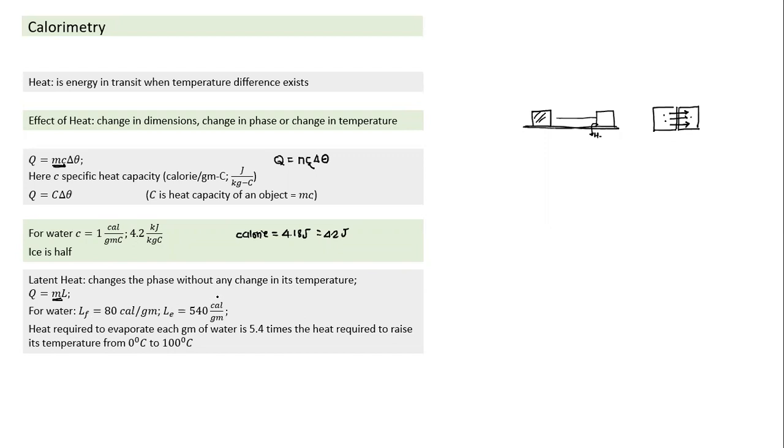And this is the latent heat of evaporation, 540 calories required to evaporate each gram of water. So what we notice from here, the amount of heat required to evaporate 1 gram of water is 5.4 times the heat required to raise the temperature from 0 to 100. If I have to raise from 0 to 100, each degree needs 1 calorie, so for 1 gram of water, 100 calories are required. But just to convert that 1 gram from 100-degree water to steam at 100 degrees, the amount of heat required is 540.